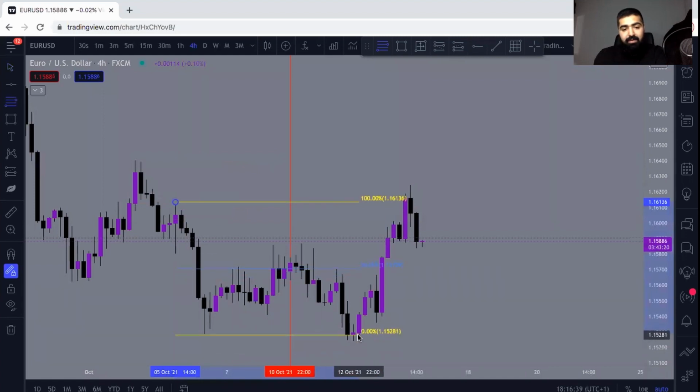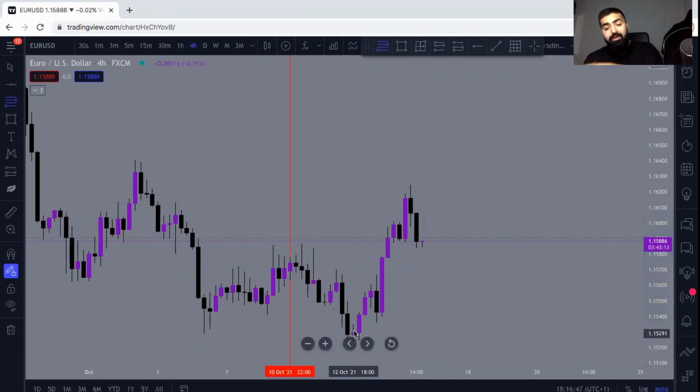So using the Fibonacci, we can see that we did come into a premium price above that 50%, so premium price. We did take out the weekly low, which we're going to talk about as well.